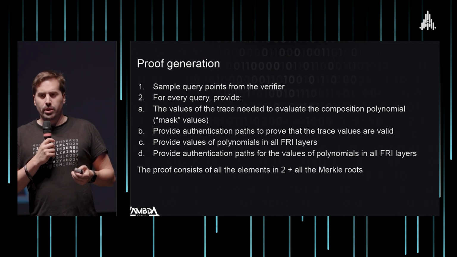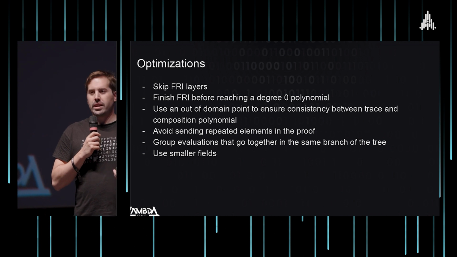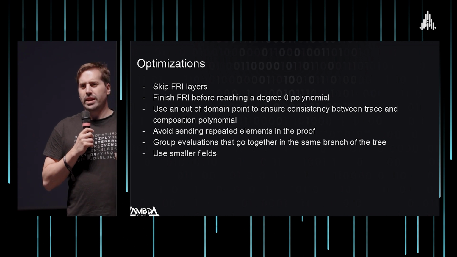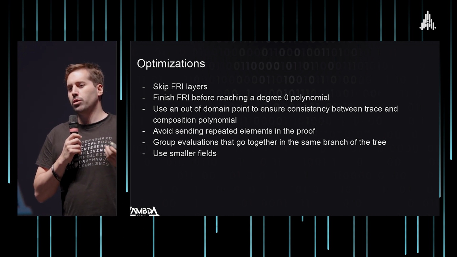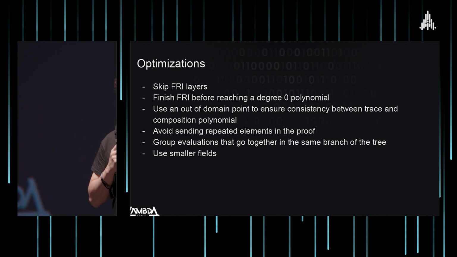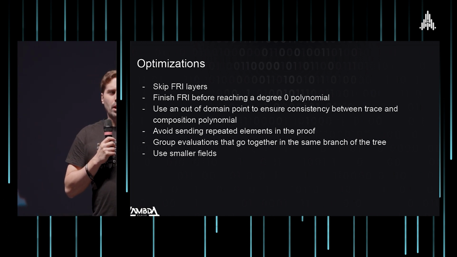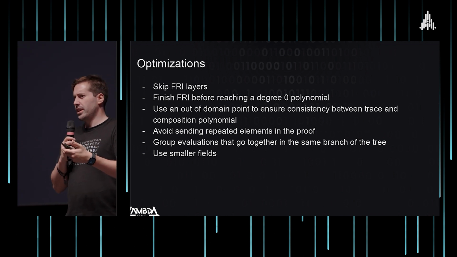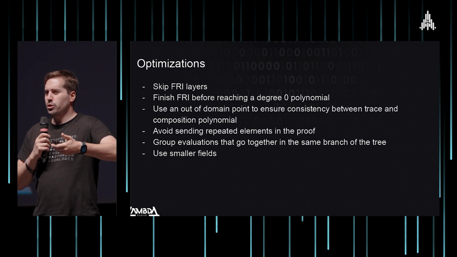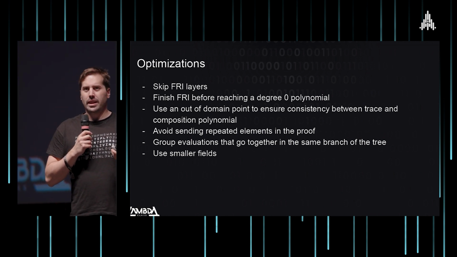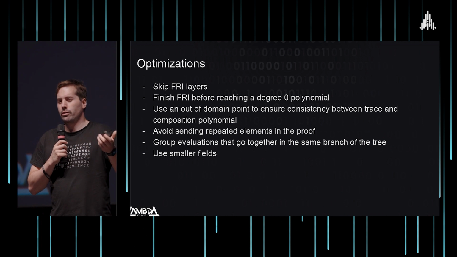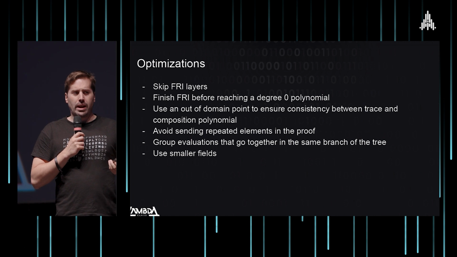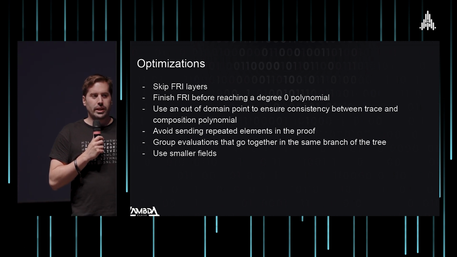And there are some optimizations and changes we can make. For example, to reduce proof size, we can skip some layers, so commit every second layer, and so we have to pass half the amount of roots from Merkle trees. Another optimization is, instead of reaching degree 0, we can stop before. Then we just pass the coefficients of the last polynomial, and we save several authentication paths from the intermediate Merkle trees.